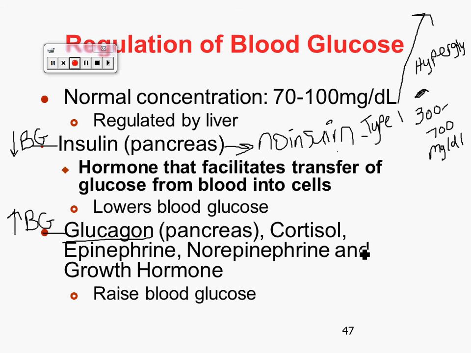All right, so these other hormones can also raise our blood sugars. Why does it matter? Cortisol is a stress hormone, so when the patient is ill, they're going to release a lot of cortisol, and it's going to do what?